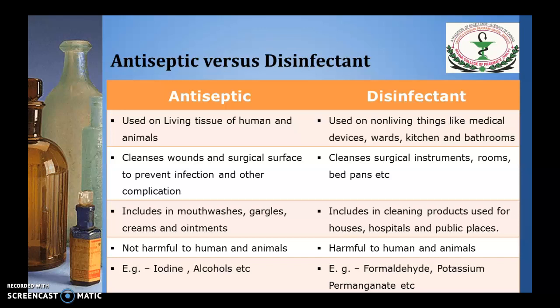And one more major difference is that antiseptics are not harmful to human and animal, but disinfectants are harmful to human and animal. The examples are, in case of antiseptic, iodine and alcohols like ethyl alcohol and isopropyl alcohol, and in case of disinfectant, formaldehyde and potassium permanganate.